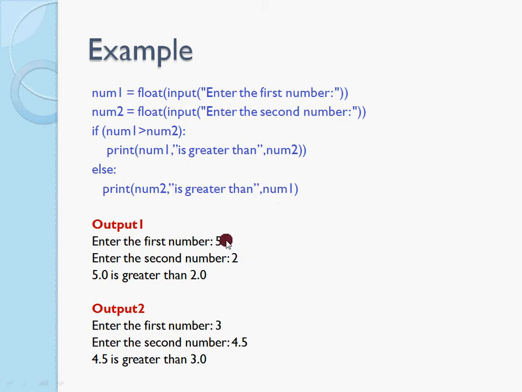The first input number we give is 5 and the second is 2. Here num1 is greater than num2. So 5 is greater than 2. In the second example, the first input is 3 and the second input is 4.5. When we compare, the second number is greater. So it prints 4.5 is greater than 3.